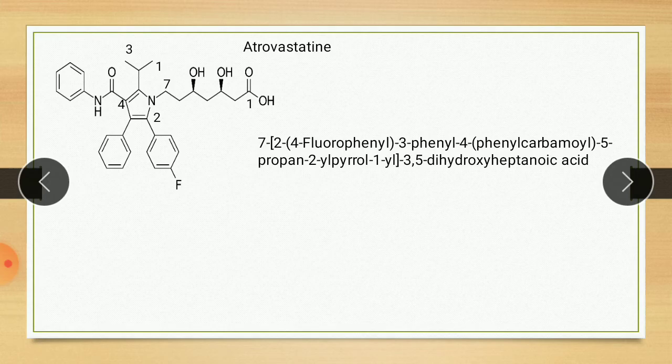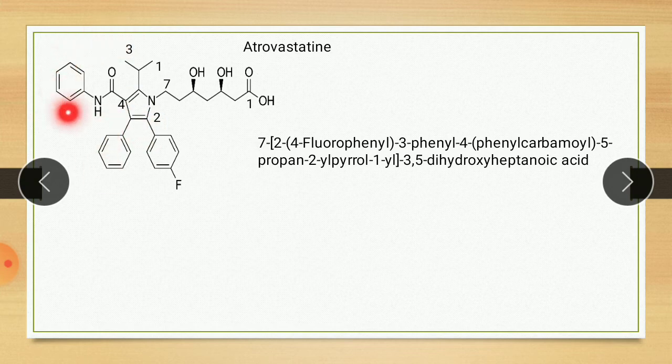Next drug is atorvastatin. So the atorvastatin structure is here. Numbering starts from 1, 2, 3, 4, 5, 6, 7. Here is 7 with an acidic group, that is heptanoic acid. On the 7 position this ring is a pyrrole ring. So 7 means this 7, 2 means this 2. On the pyrrole ring, on the second position, this ring is attached. This ring is 4-fluorophenyl. Then on the third position again a phenyl ring is attached, 3-phenyl.